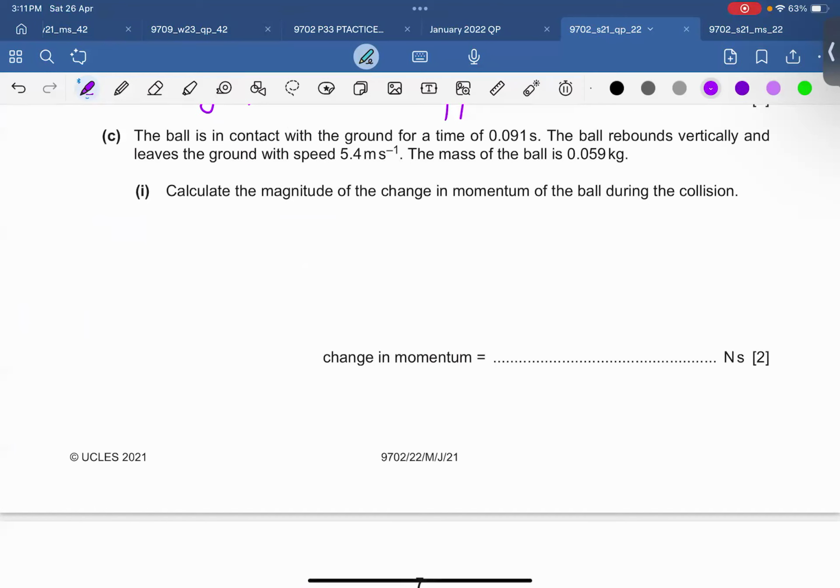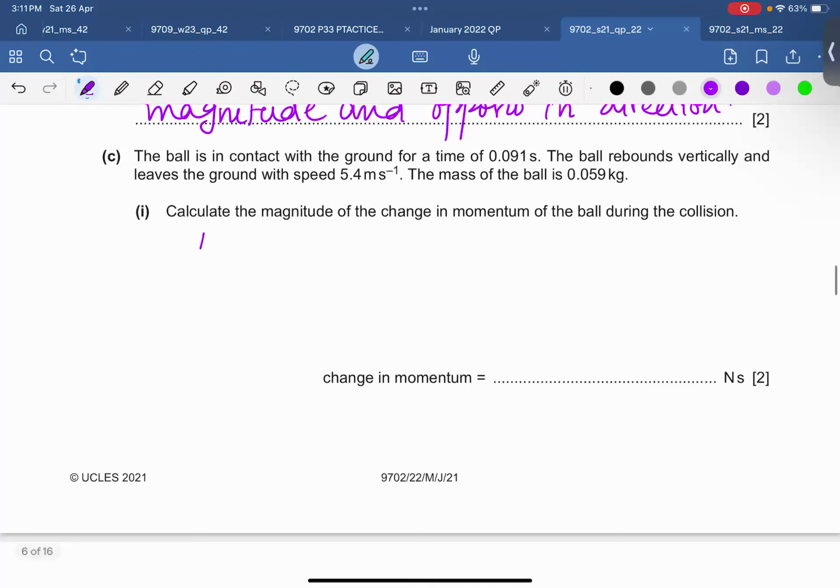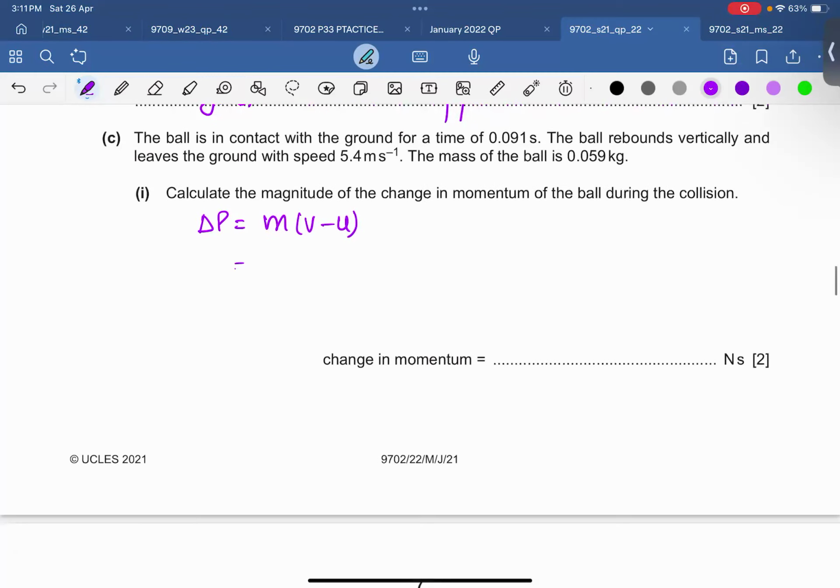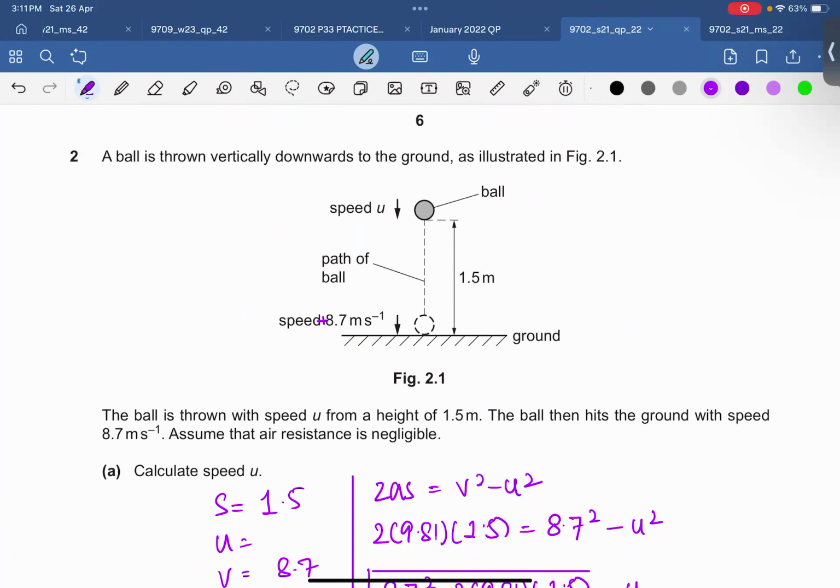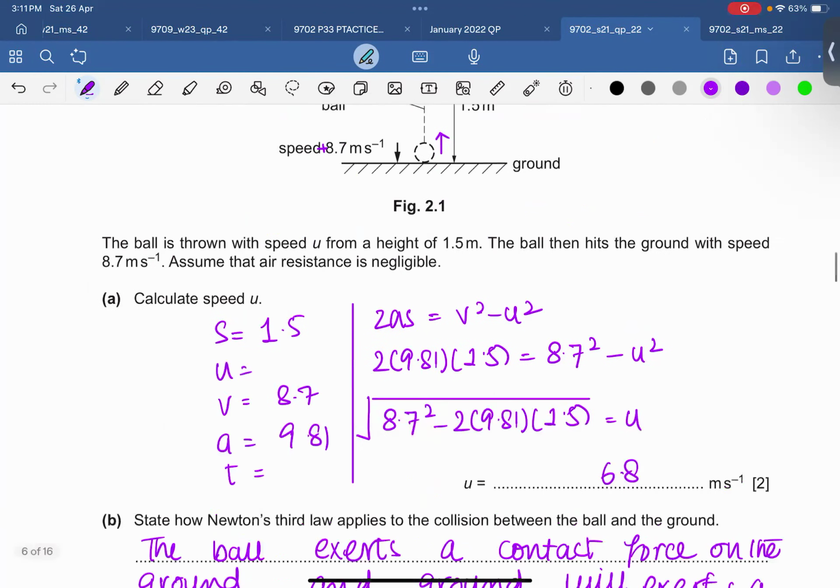Yusuf. The ball is in contact with the ground for a time of 0.091 seconds. The ball rebounds vertically and leaves the ground with speed 5.4. The mass of the ball is 0.059. Calculate the magnitude of the change in momentum of the ball during the collision. Change in momentum equals m times (v minus u), because the direction is changing, so one becomes negative and the speeds add up. Very good, excellent. This is the biggest mistake students make: they don't take the plus and minus of the direction. So you have to assign the direction. Take the outgoing direction as positive and the incoming as negative, it's up to you, but you have to consider the direction.